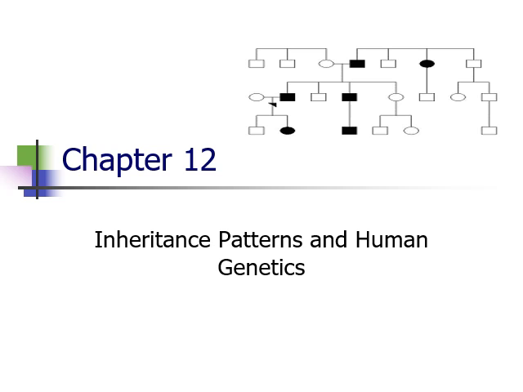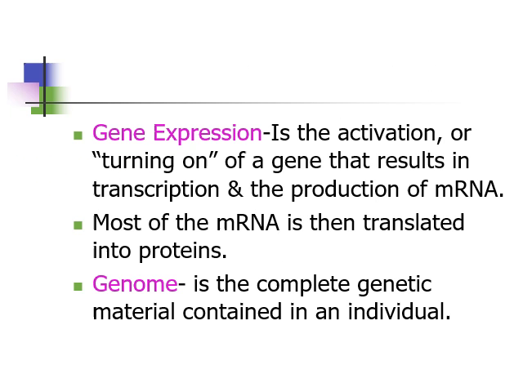All right, for chapter 12, we're going to be discussing inheritance patterns and human genetics. We'll start out by talking about what gene expression is. Gene expression is the activation or the turning on of a gene that results in the transcription and production of mRNA. So last chapter we talked about how we take our DNA molecule and then we transcribe it. We do the transcription process and make this mRNA message. Whenever we express a gene, that's what we're doing. We're taking a certain gene on the DNA and we're making a message from it.